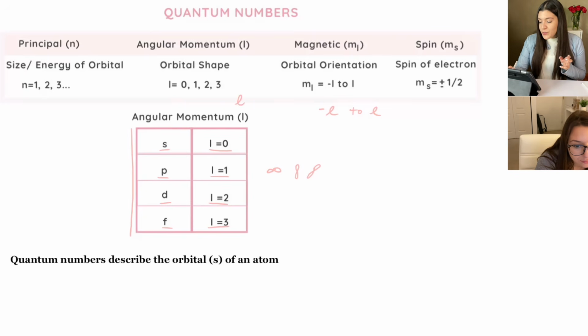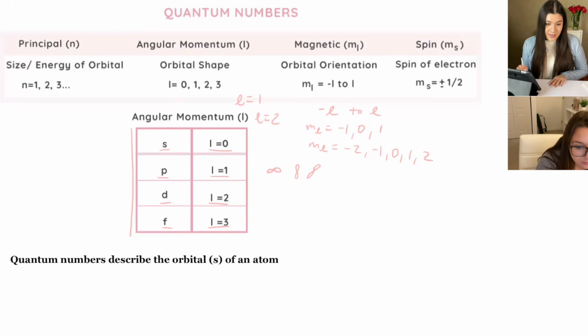So if l is equal to 1, then m sub l is equal to negative 1, the next number, 0, to positive 1. If l is equal to 2, then m sub l is equal to negative 2, then all the numbers in between, all the way to positive 2. So the next one is negative 1, 0, positive 1, and then positive 2.